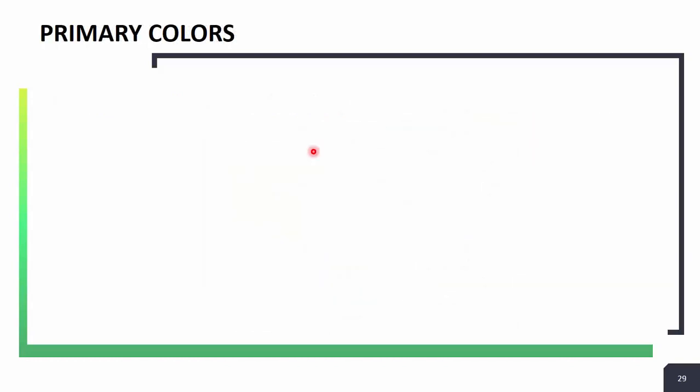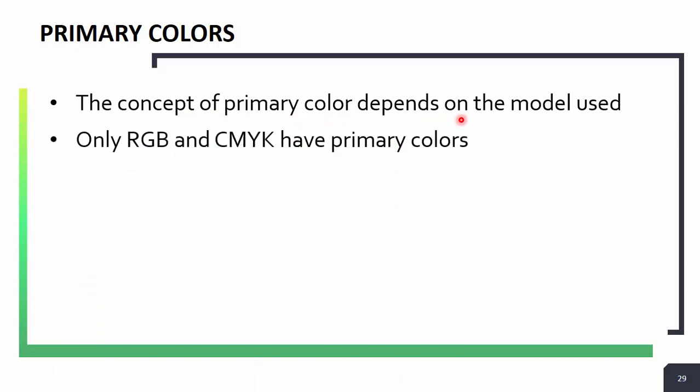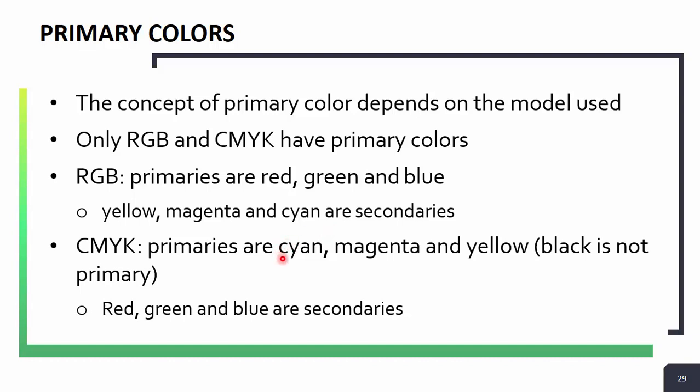Next, let us officially talk about the concept of primary colors. The concept of primary color depends on the model used. Only RGB and CMYK have primary colors. RGB primaries are red, green, and blue, and because of that, yellow, magenta, and cyan are secondaries. For CMYK, cyan, magenta, and yellow are the primaries. So black is not primary actually, and the secondaries are of course red, green, and blue.